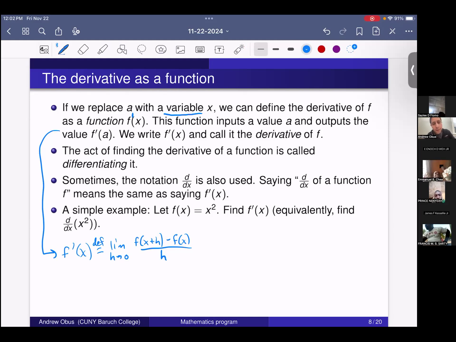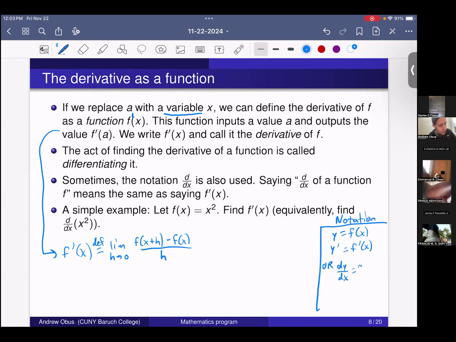Okay, yeah. There are even more notations. I'm introducing two of them now. If y is equal to f of x, then you can write y prime is f prime of x. This is just more notation. Or you could write dy dx equals f prime of x. So all of these things mean the derivative: f prime of x, y prime, dy dx, or d dx of the function. They all mean the derivative. And we're going to use all of them because it's good to recognize all the notations.